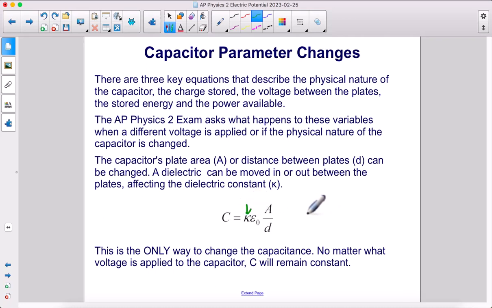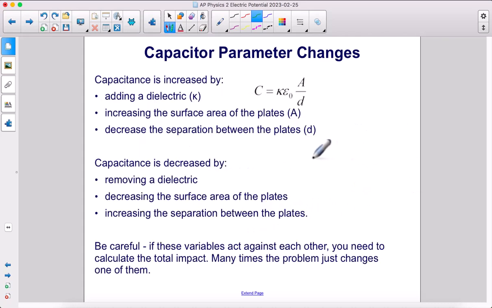This is the only way to change the capacitance. No matter what voltage is applied to the capacitor, C will remain constant. C only depends on physical characteristics of the capacitor. Capacitance is increased by adding a dielectric, increasing the surface area of the plates, or decreasing the separation between the plates. Capacitance is decreased by removing a dielectric, decreasing the surface area of the plates, or increasing the separation between the plates.